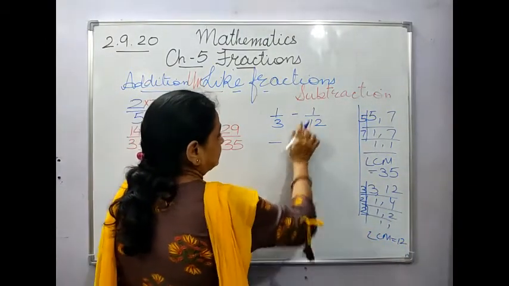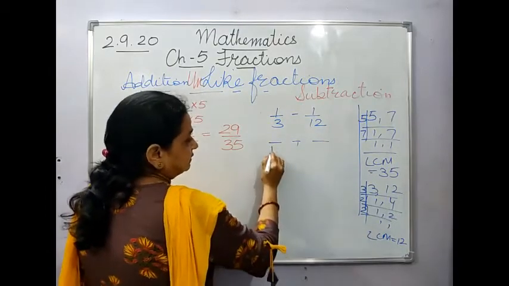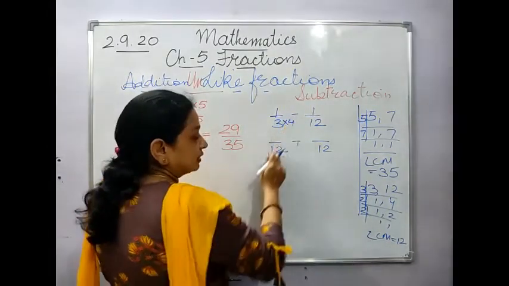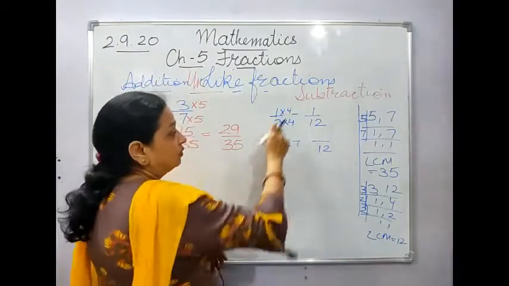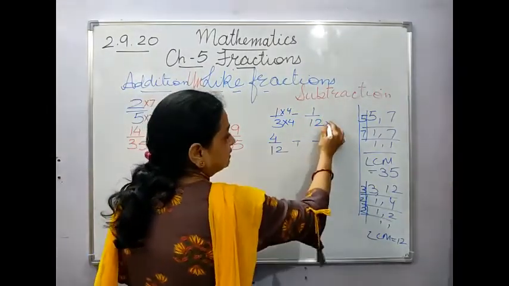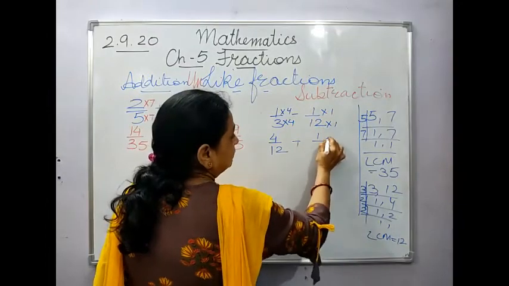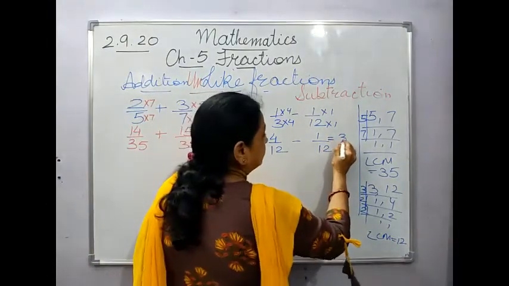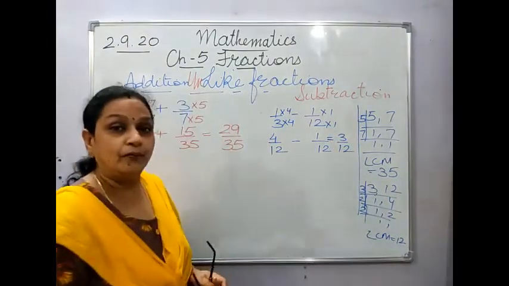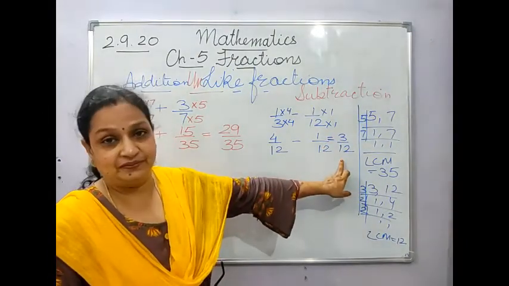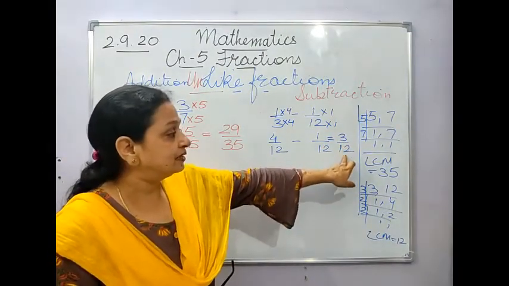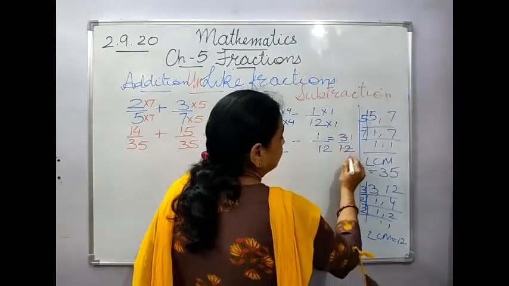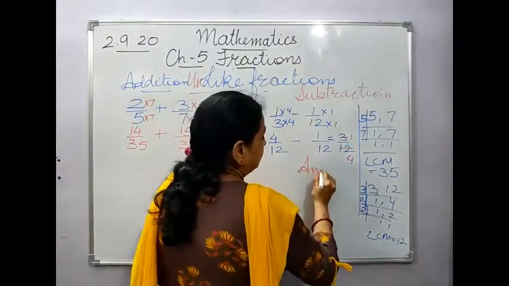Again, the sign of subtraction. The new LCM will be written over here. Now we make the equivalent fractions. 3 4s are 12, so we will multiply this by 4. 4 1s are 4. 12 1s are 12. So it will be 4 minus 1. Now we have to subtract, children. 4 minus 1 is 3. 3 upon 12. But this is not the reduced term. You can easily cut this 12 by 3. So it will be 3 1s are 3 and 3 4s are 12. This is your answer.